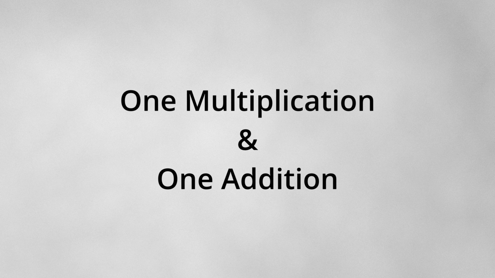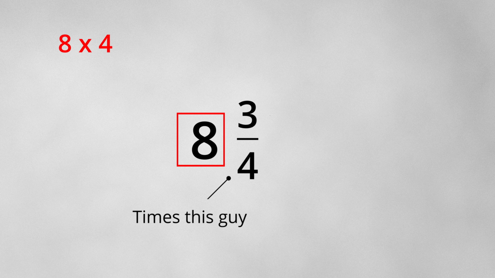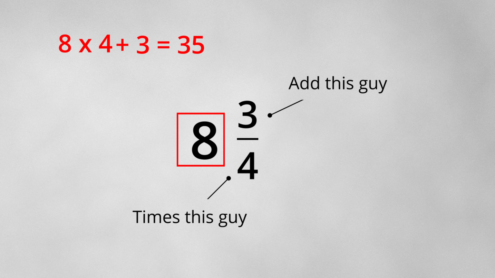In short, it's just one multiplication and one addition. You multiply the whole number by the bottom, and you add the top. So in this example, 8 3/4, you just do 8 times 4 plus 3, which equals 35.